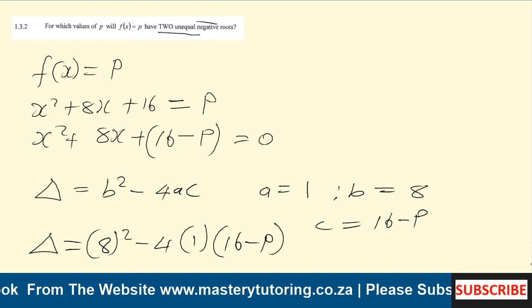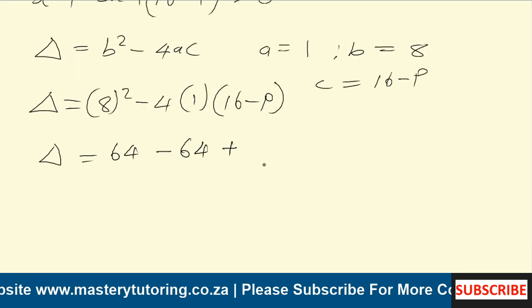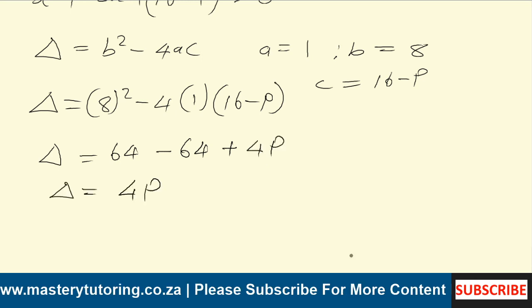Simplifying this further, we're going to get 64, and then we'll apply this 4 times 1 into the bracket. So this is our discriminant. The discriminant is equal to 4p.